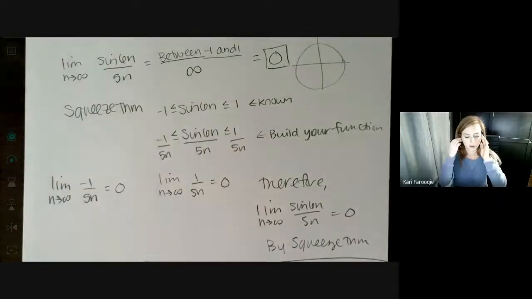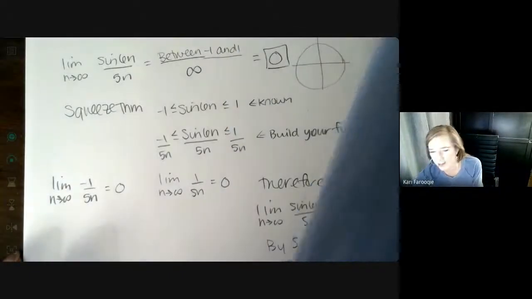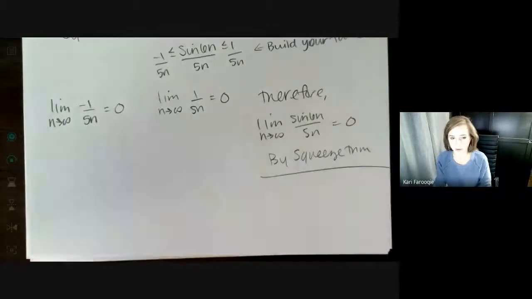Okay, let's see. One type of sequence that you would see where the limit is not quite as obvious, might be obvious to some of you. Everybody's different. Everybody's weird in this chapter.